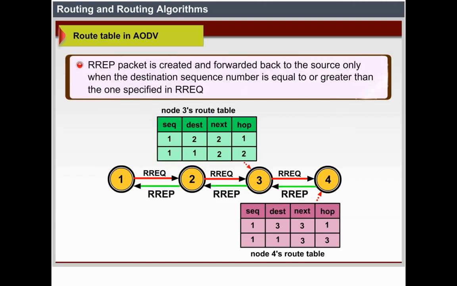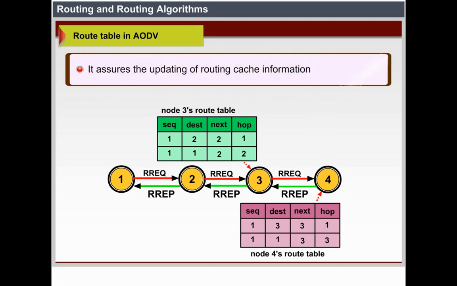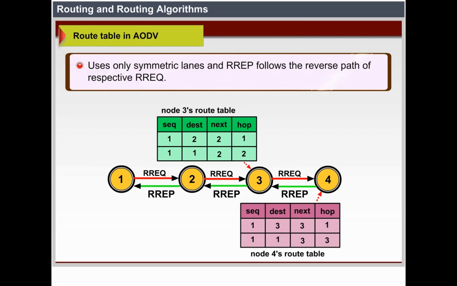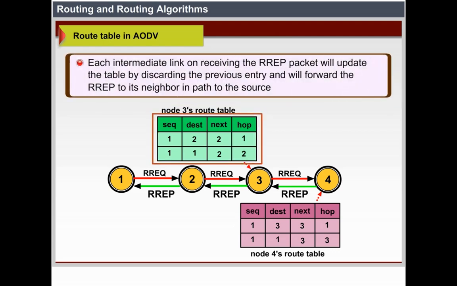An RREP packet is created and forwarded back to the source only if the destination sequence number is equal to or greater than the one specified in the RREQ. It guarantees the updating of routing cache information. AODV uses only symmetric links and the RREP follows the reverse path of the respective RREQ. Each intermediate node on receiving the RREP packet updates the table, discarding the previous entry, and forwards the RREP to its neighbor in the path to the source.